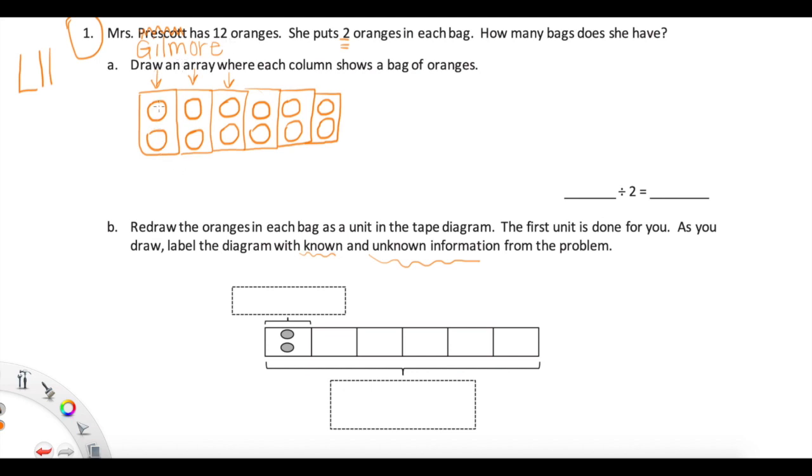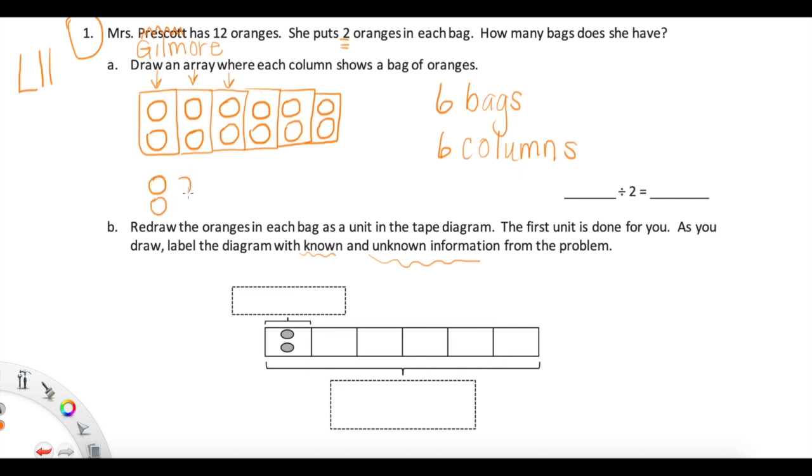Well, I can see that I have 1, 2, 3, 4, 5, 6. Wow, I have 6 bags or 6 columns. Very, very cool. What would happen if I didn't want to draw the bags? What would this look like if I just wanted to draw an array? Well, no problem, I can do that.